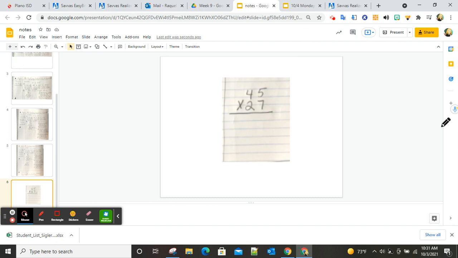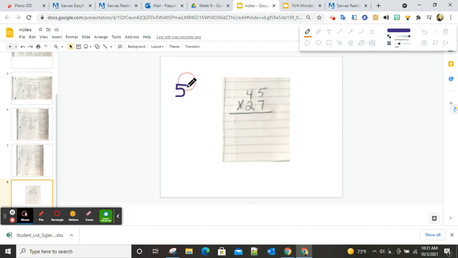So I'm going to activate the pencil. My first step in my notebook was to estimate. So I'm going to go ahead and estimate real fast. So 45 would round to 50, and 27 would round to 30. So 50 times 30 will give me an estimate of this problem. 2 zeros, and 3 times 5 is 15. So my answer is going to be around 1,500. If my answer is not, then I know I made a mistake.